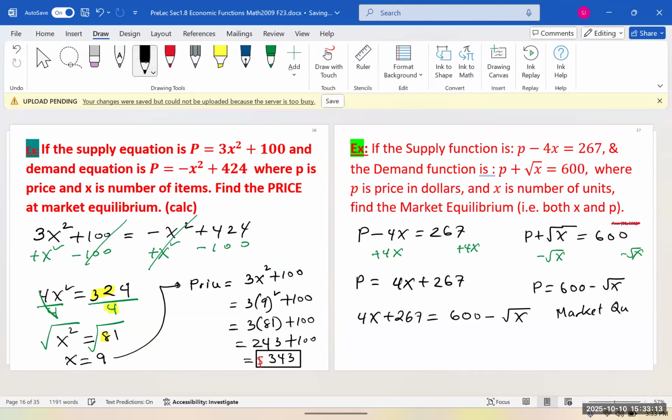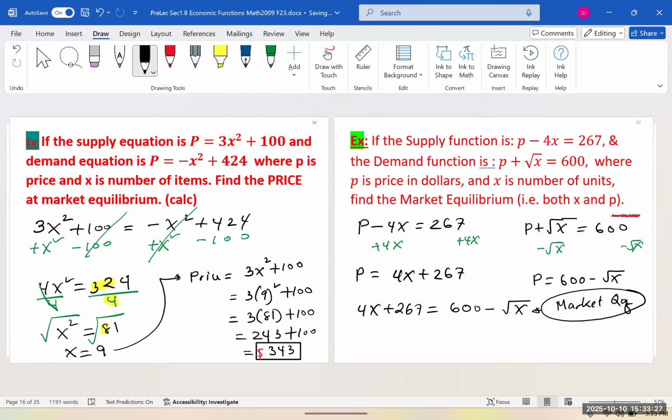Market equilibrium. And now, without a calculator, what is this? I couldn't even read. Let me save. So who has an idea? What do we do next?